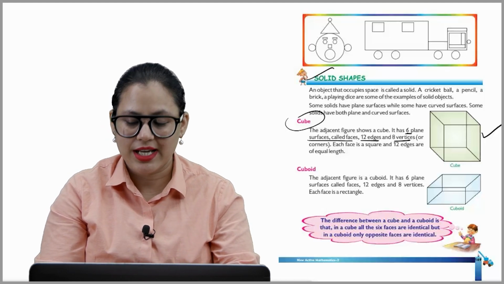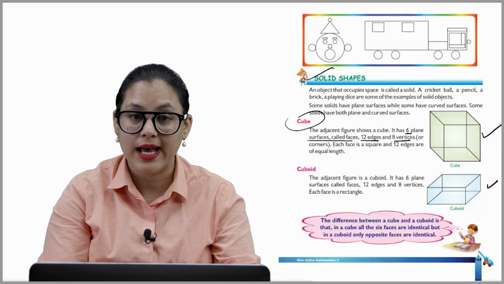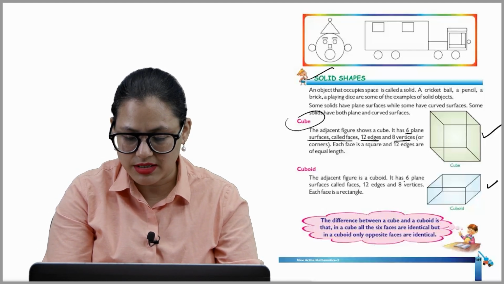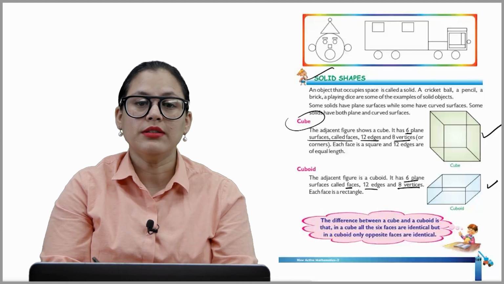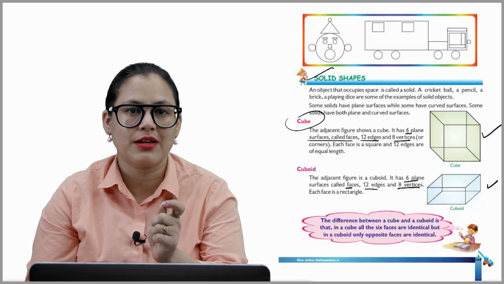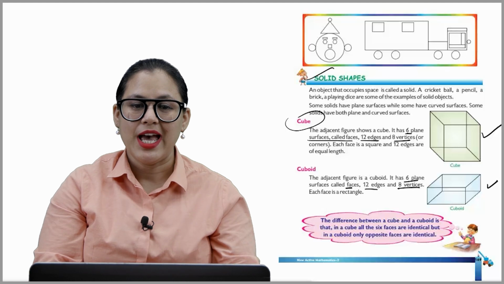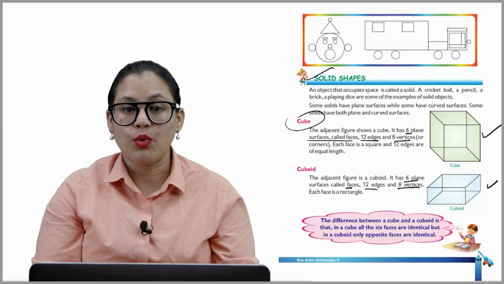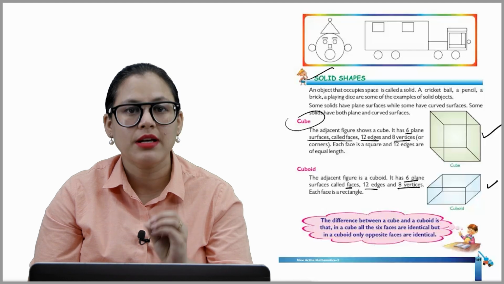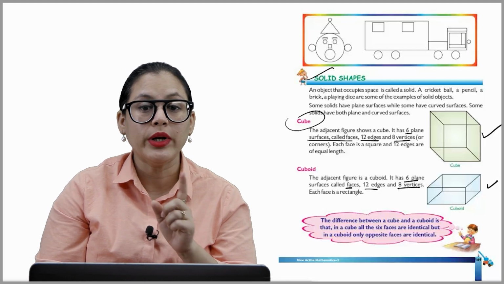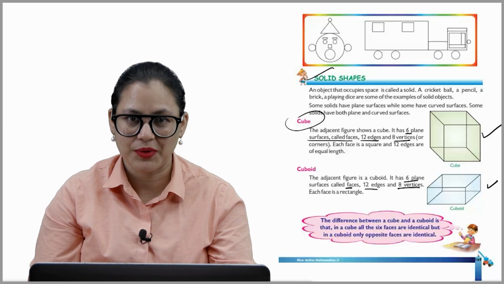Next, cuboid. The adjacent figure is a cuboid. It has 6 plane surfaces called faces, 12 edges and 8 vertices. Here the difference is each face is a rectangle. The difference between a cube and a cuboid is that in a cube all the 6 faces are identical, meaning same, but in a cuboid only opposite faces are identical.